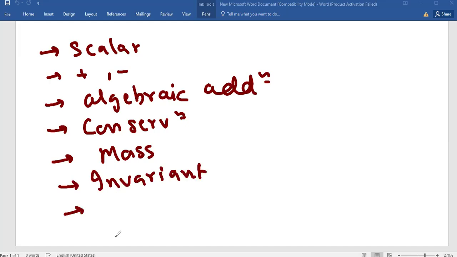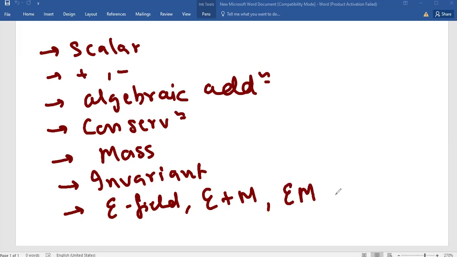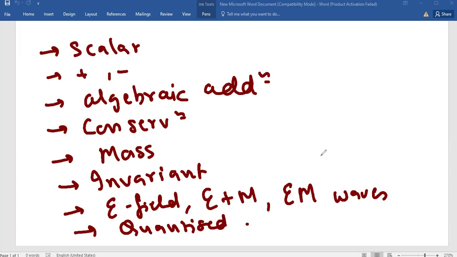Then when charge is at rest, it creates an electrostatic field. When charge is moving in uniform velocity, there's an electrostatic and a magnetic field formed. When charge is moving in a non-uniform motion, there's electrostatic, magnetic, and electromagnetic waves formed. And then charge is quantized, meaning that it will always be an integer number. Perfect. Very good. These are the properties of charge.